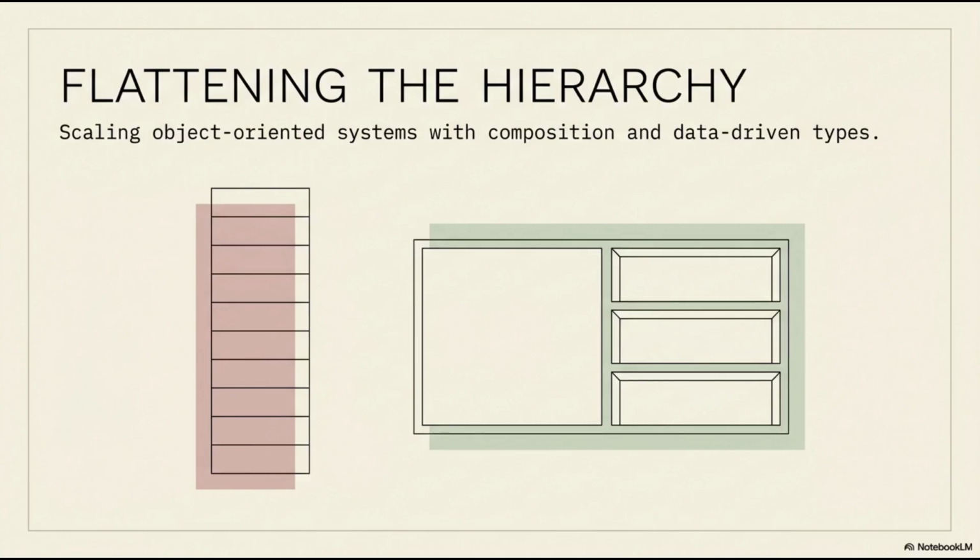This approach, especially when combined with data-driven types, promotes looser coupling, easier maintenance, and significantly improves scalability and adaptability in object-oriented systems. It's about moving from rigid vertical structures to more flexible horizontal and modular architectures.